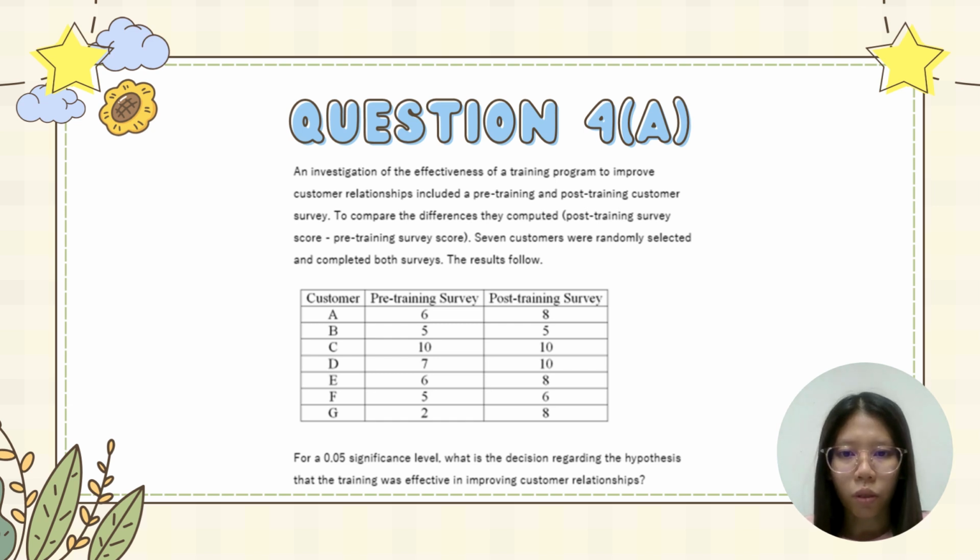I will talk about question 4a. In the question, we will compare the difference in the pre-training survey and post-training survey. We know that the significance level is 0.05, and we will solve the question, which is the decision regarding the hypothesis that the training was effective in improving the customer relationship.